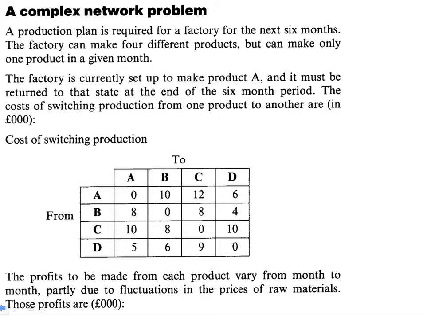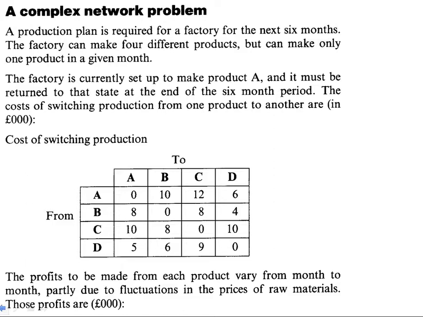The factory can make 4 different products, but can only make 1 product a month. The factory is currently set up to make product A, and it must be returned to that state at the end of the 6-month period. The cost of switching production from one product to another in £1,000 are given. So for example, that 12 on the top row, if you change the machines from producing product A to product C, it will cost you £12,000. If you go the other way around, it won't be £12,000. It's cheaper to change from C to A.